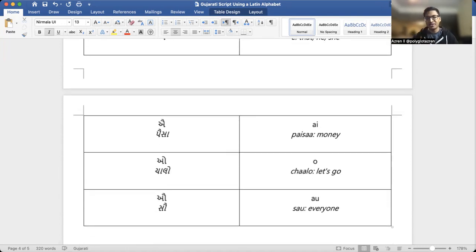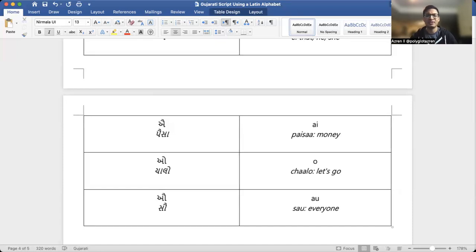Okay, next letter, not crazy common, but sometimes you'll see it. It's ai, such as the most common word you'll use with ai, paisa, for example. Paisa means money. This is written with an ai. Next letter, second last one we're going to go through, is o, such as the word chalo. Chalo means let's go. O is written with the letter o.